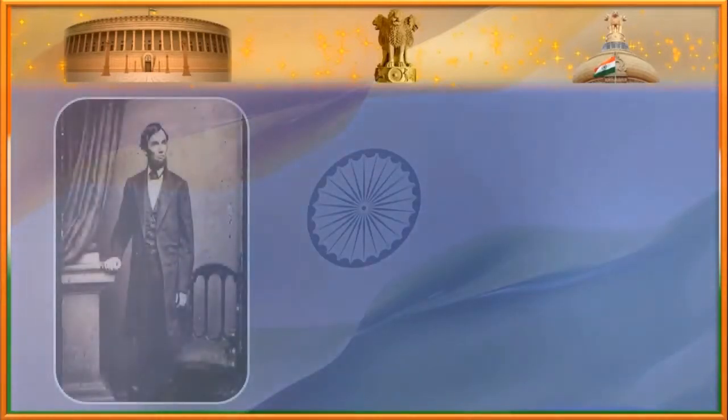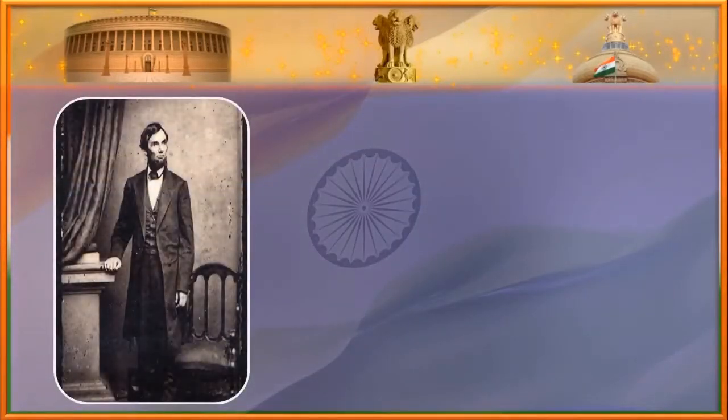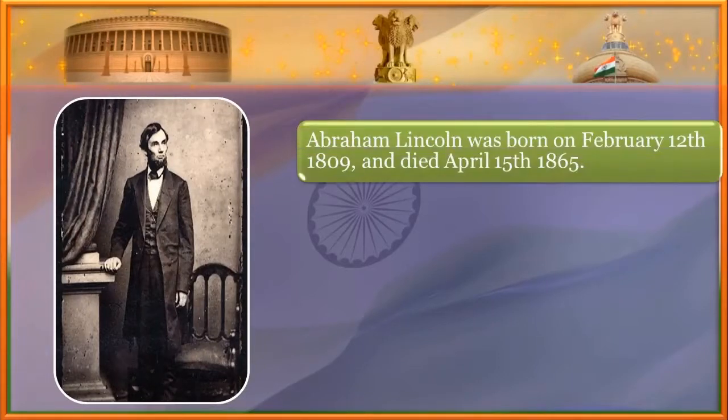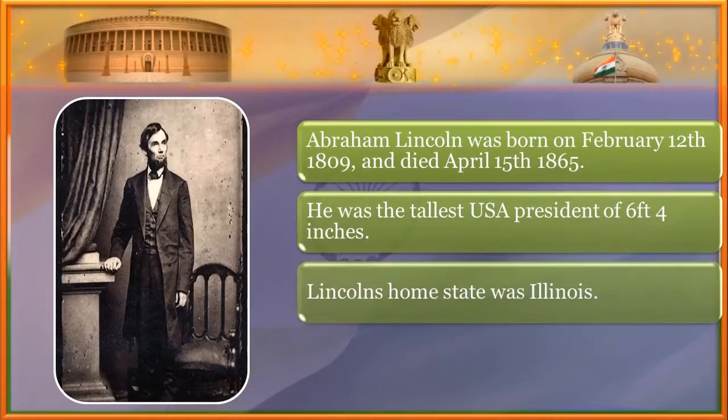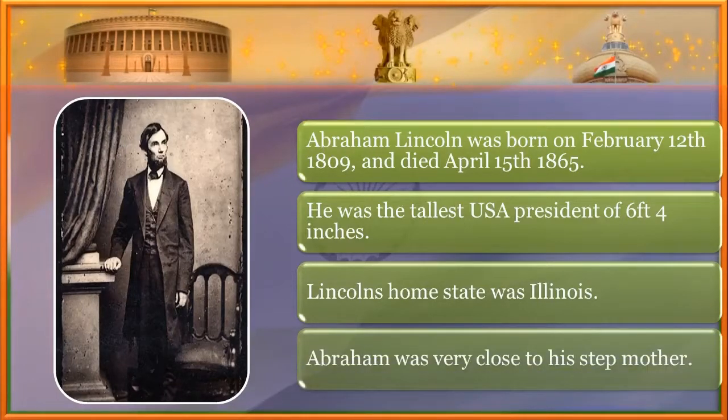Interesting fact about Abraham Lincoln. Abraham Lincoln was born on February 12, 1809 and died on April 15, 1865 at the age of 56. He was the tallest USA president, at 6 feet 4 inches. Lincoln's home state was Illinois. His birth mother died from milk sickness, and after that, his father remarried a widow. Abraham was very close to his stepmother.